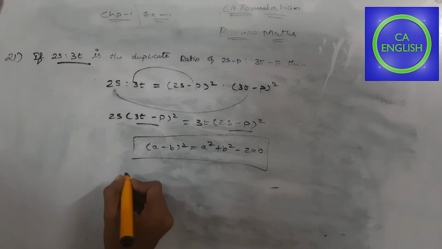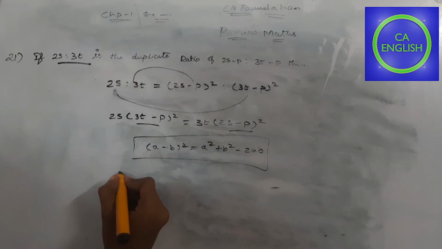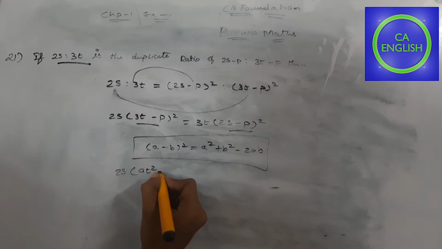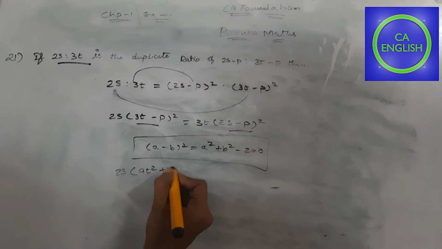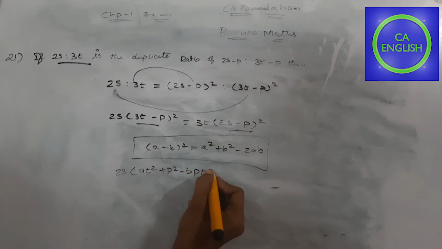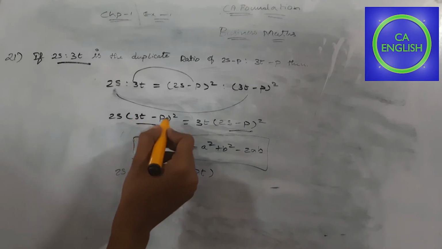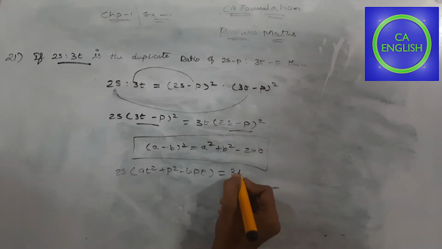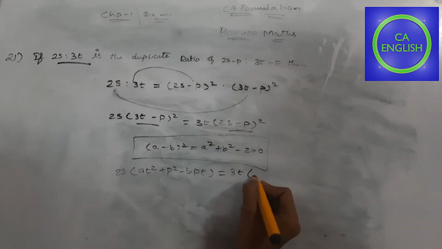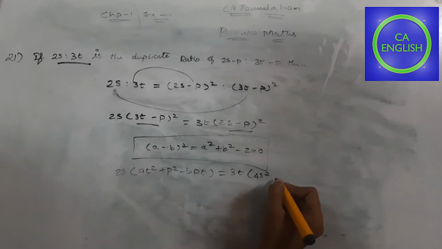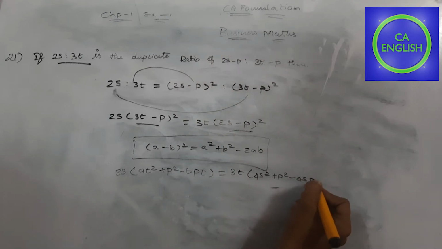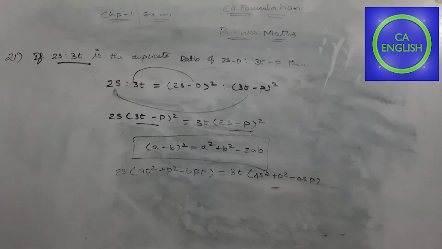Okay, if we expand this formula, 2s bracket 9t square plus p square minus 6pt. If we expand 3t minus p the whole square in the formula of a minus b square, this will be the answer. Then 3t into 4s square plus p square minus 4sp. This will be the answer for this one.